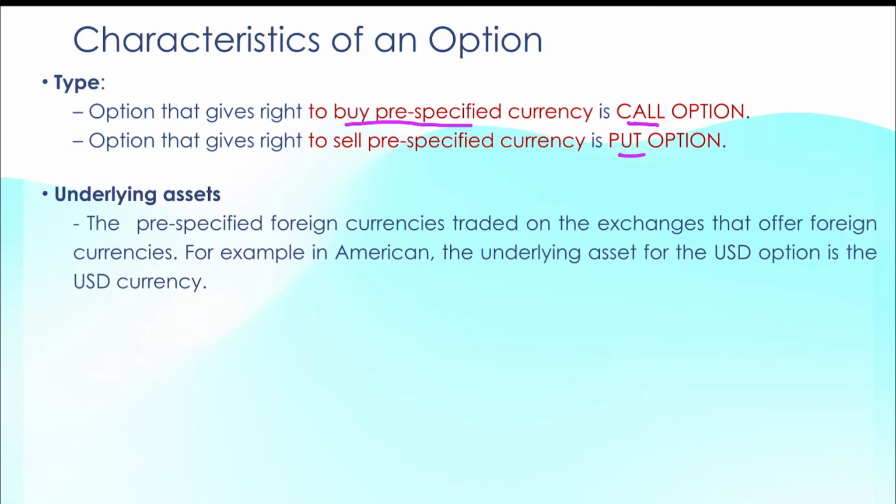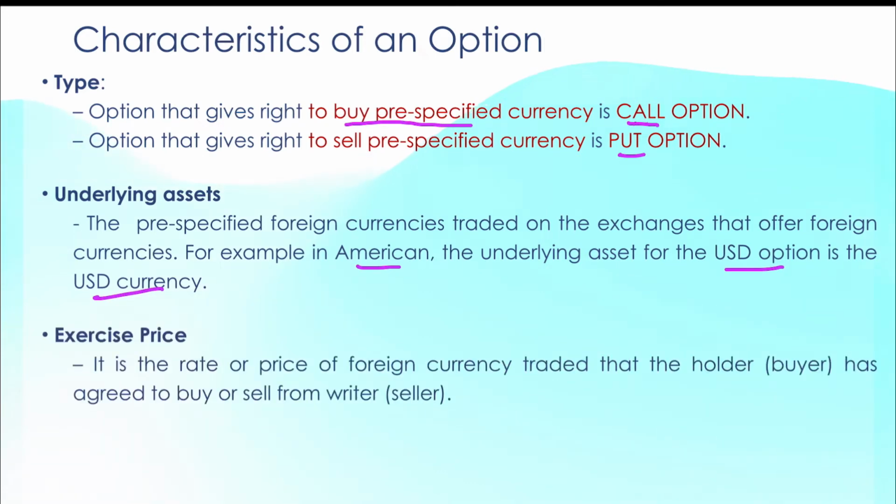For example, in America, the underlying asset for the USD option is the USD currency. Okay, same goes for Malaysia. The underlying asset for the Malaysian Ringgit option will be the Malaysian Ringgit currency. Exercise price. The exercise price is the rate or the price of the foreign currency traded that the holder or buyer has agreed to buy or to sell from the writer. Okay, that is called the exercise price.